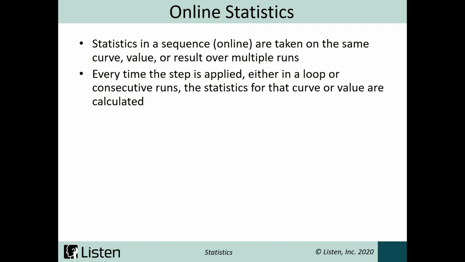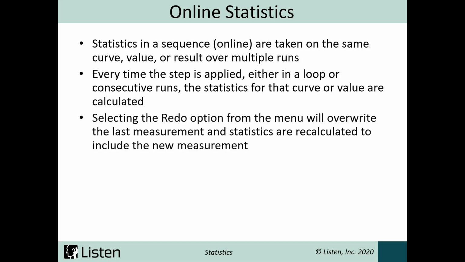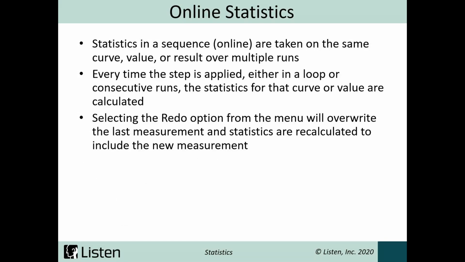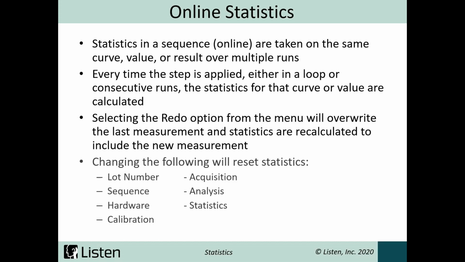For example, if I ran statistics on harmonic 2 and harmonic 3, I could get data out for each of those curves. Selecting the redo option from the menu will overwrite the last measurement, and statistics are recalculated to include the new measurement. For example, if I don't plug in a speaker on a production line, I run a test and the device fails. I don't want to include that failure in my yields for the day, so I could click redo, plug in my speaker correctly, and throw away that statistic that failed. Changing the following will reset statistics.